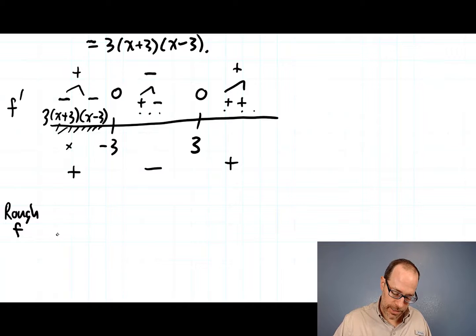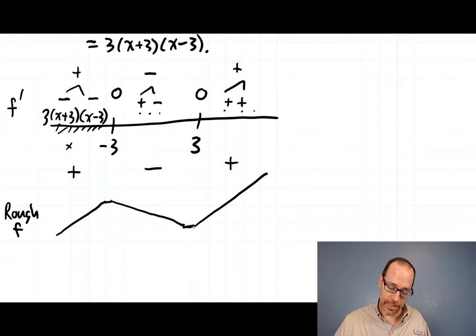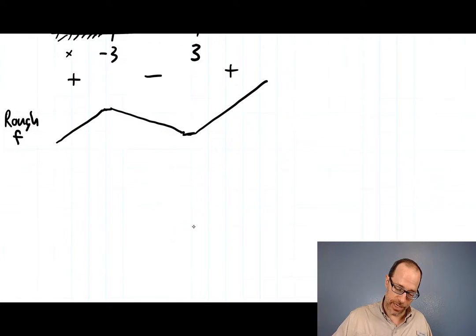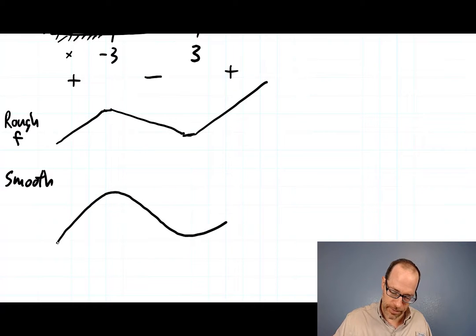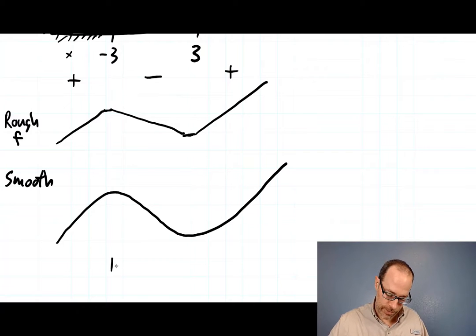Well, positive just means it's going up. 0 derivative means it flattens out temporarily. And then negative derivative means it's going down. And this derivative is 0 here, it flattens out. And then the derivative is positive, so it starts going back up. So that's the rough sketch of f. And then you can just smooth it out so it looks a bit prettier, and you see that f will have this type of shape. Roughly where this is where negative 3 is, and this is where 3 is. So it's increasing, then decreasing, and increasing.